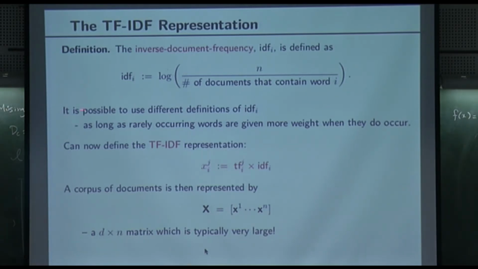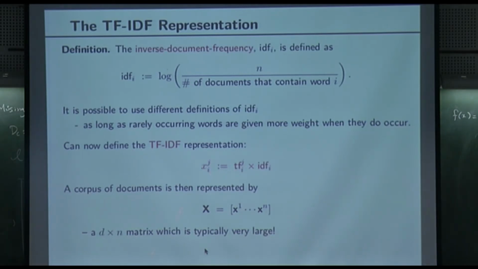Okay? It is possible to use different definitions of IDFI as long as rarely occurring words are given more weight than when they do occur. So the idea here is that if a word is very rare, it should have a large weight. It should be given a higher weight compared to words that appear commonly. Many words that appear commonly actually are thrown out. The, a, and whatever of those kinds are just completely thrown out. And now the TF IDF representation will be given by that.